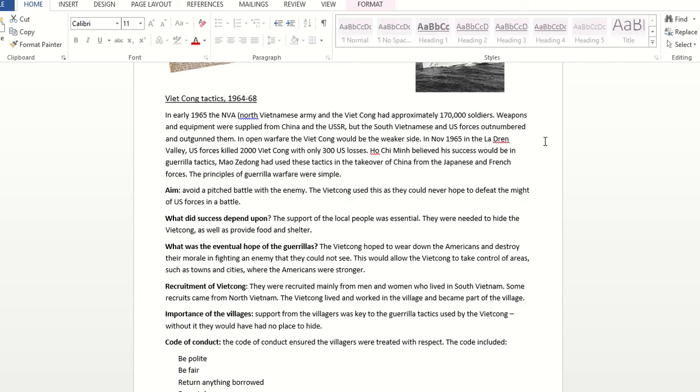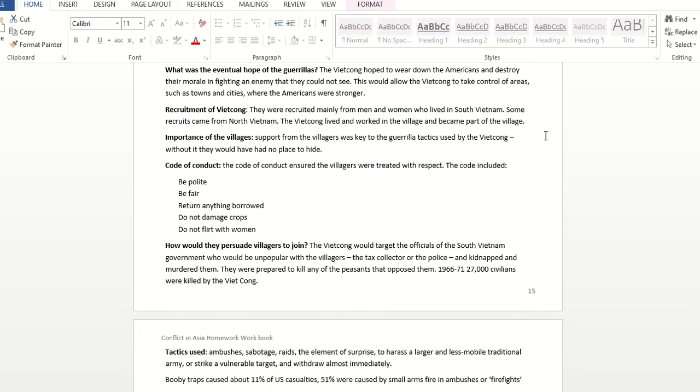They used a tactic called guerrilla warfare. This meant that they could take on the American army, because if they took them head on, the Americans were too powerful. They had too much money and weaponry that would destroy the Viet Cong. So they used this guerrilla warfare tactic. They fought in ambushes and in small skirmishes to try and avoid that head-on fight. Now, they hoped to wear down the Americans and destroy their morale in fighting.